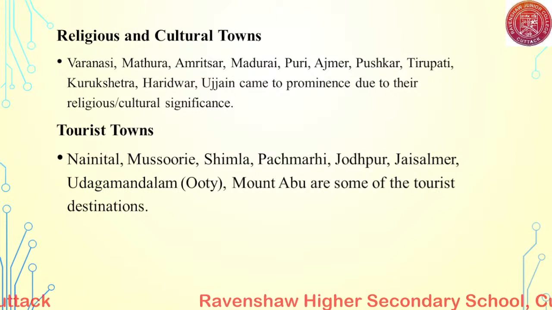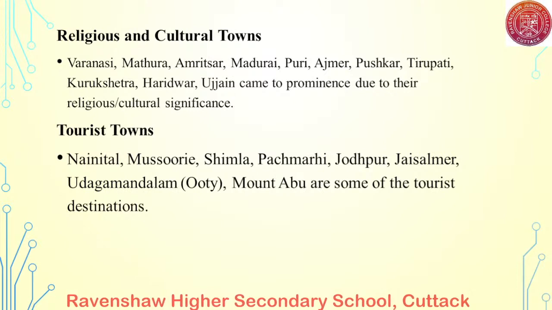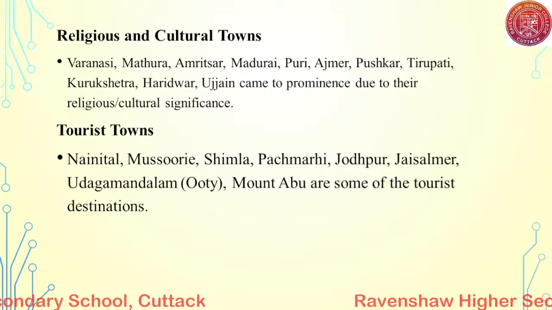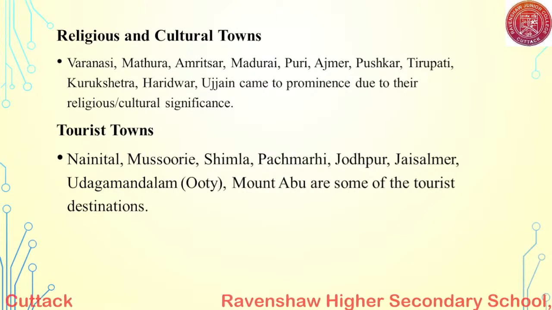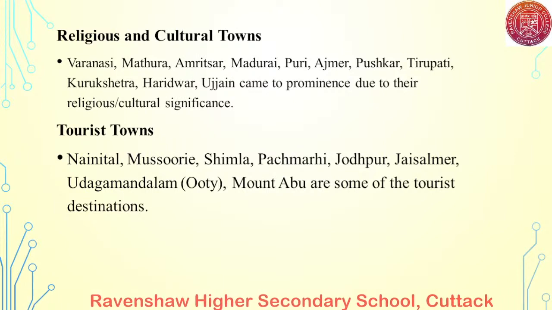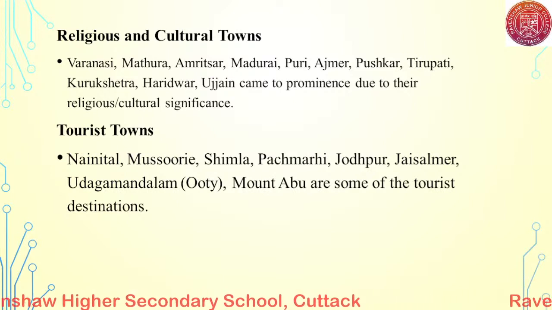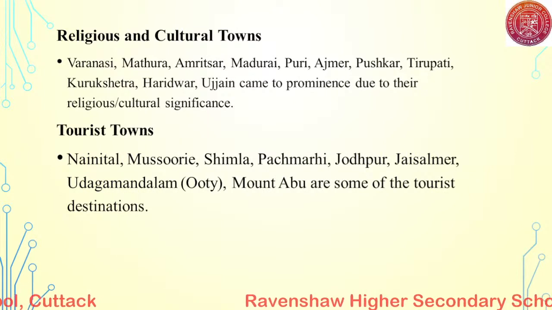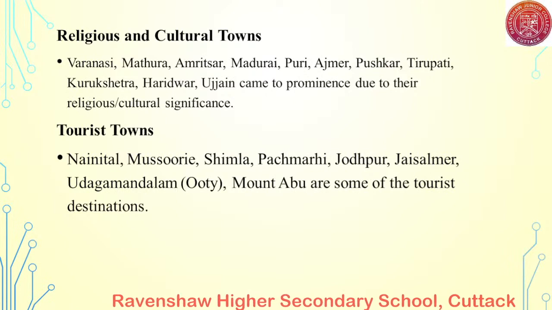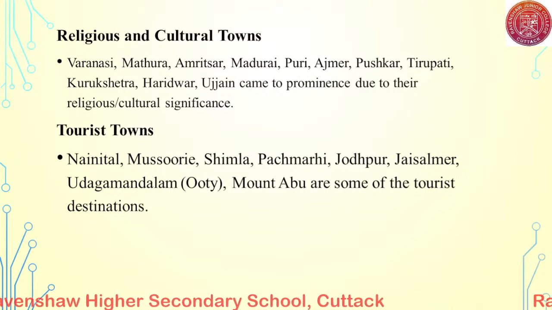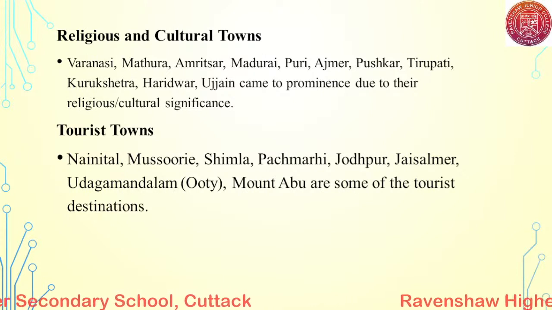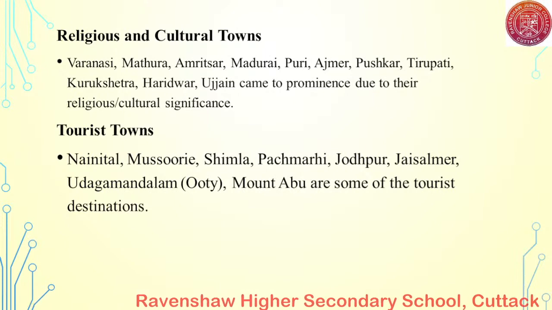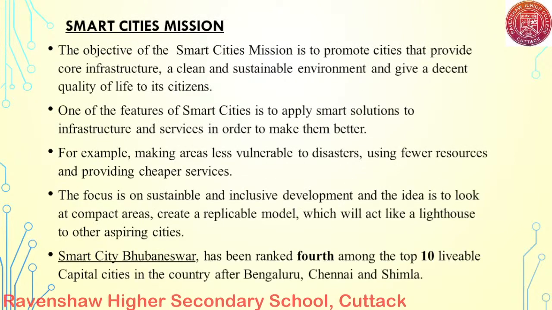Then the next category of urban settlement is the tourist town, which is famous for tourism. That means tourists from different parts of India, even abroad, come to that place. It is famous for tourist activities and has developed as a tourist town. For example, Nainital, Mussoorie, Shimla, Pachmarhi, Jodhpur, Jaisalmer, then Ooty, Mount Abu. These are different destinations which are famous for tourist activities.